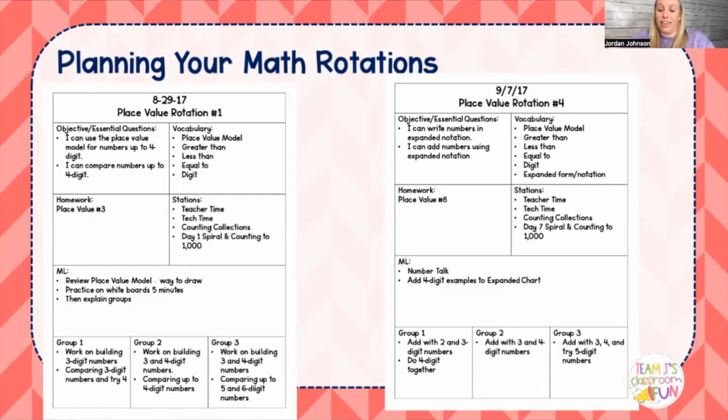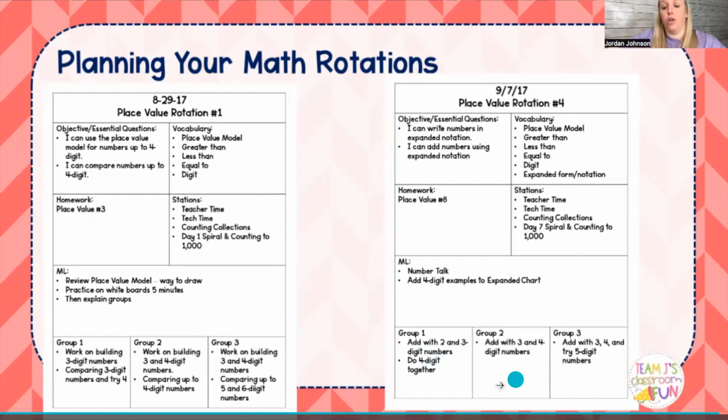And then as you can see, my lower group is working with smaller numbers, and we're moving on to 4-digit numbers together. My group that's more on grade level is working on adding with 3 and 4-digit numbers. I'm sorry, they're all doing adding. And then my last group is working with 3, 4, and 5-digit numbers. So it's still the same skills, just a little bit different depending on where they're at. And you can see the same thing in the other place value lesson as well.